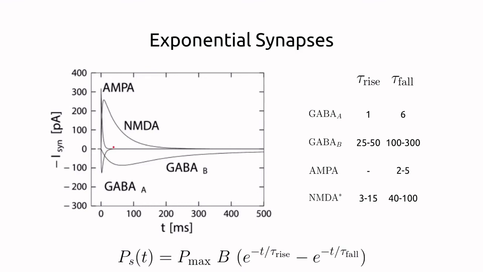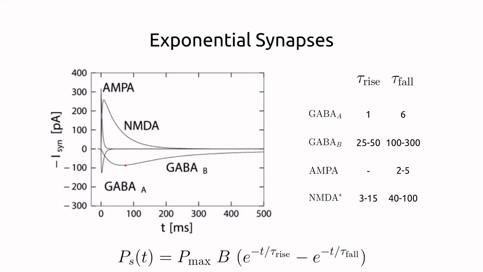GABA B, on the other hand, binds to metabotropic receptors, and that acts slowly via second messengers that open potassium channels. This has a tau rise of around 25 to 50 milliseconds, which means it slowly becomes open, increasing the current leaving the cell.